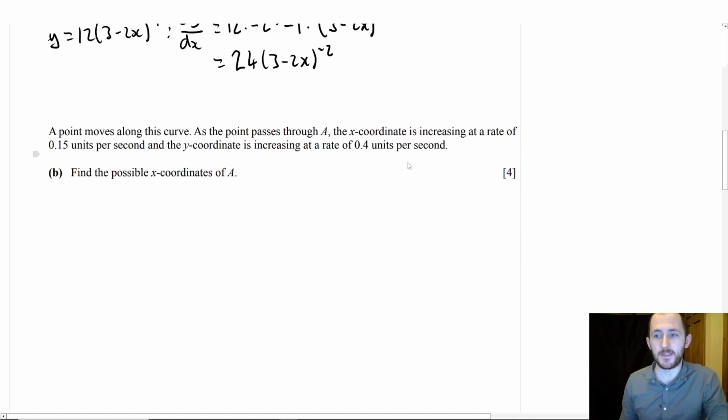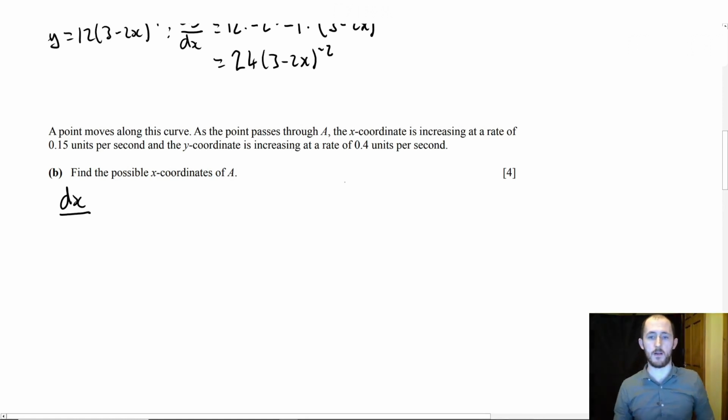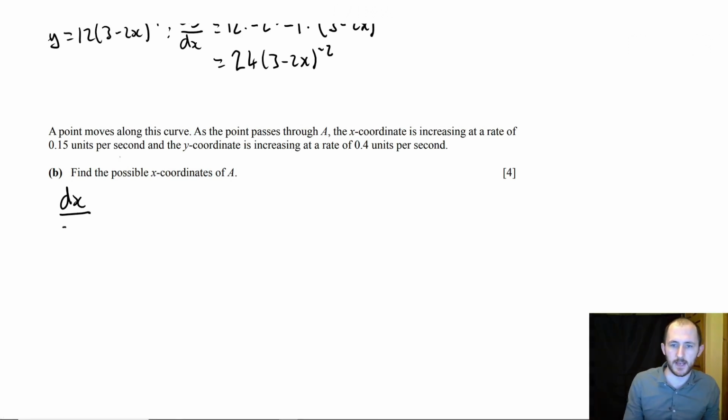However, this is where things get a little bit more interesting. A point moves along this curve. As the point passes through some coordinate A, the x-coordinate is increasing at a rate of 0.15 units per second, and the y-coordinate is increasing at a rate of 0.4 units per second. So here, with the x-coordinate, we have the change in x, but the question is, what is the variable on the bottom? Well, it says per second. So this is actually dx by dt, where t is time.